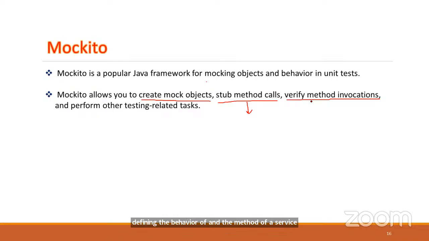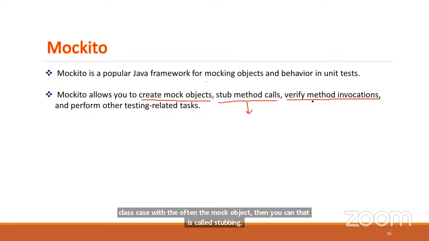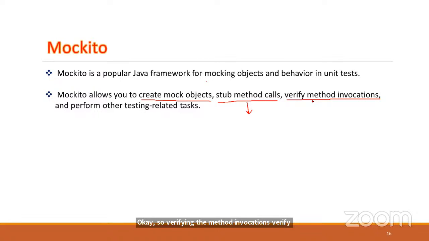Okay, so verifying the method invocations. Verifying method invocations is needed because, as I mentioned, some of the methods in your development don't return anything. In such a case, you have void methods, and I want to verify such methods as well. So in such cases, I need to go for verification in Mockito. Mockito is not only creating objects, it is also helpful for stubbing the methods and verifying the void methods as well.